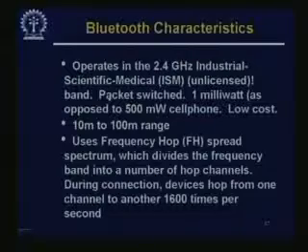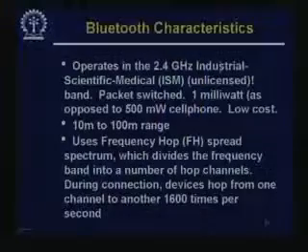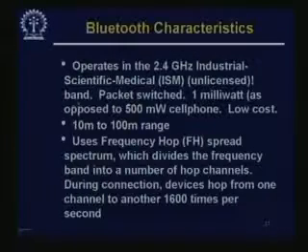So Bluetooth characteristics. Bluetooth and 802.15 are almost the same. There are some small differences, but it is not very important. It operates in the 2.4 gigahertz industrial scientific, that is ISM band, which is unlicensed. Packet switched, 1 milliwatt. So you see, this is a very important issue, that this uses a very small amount of power as opposed to, let us say, 500 milliwatts for a cell phone.